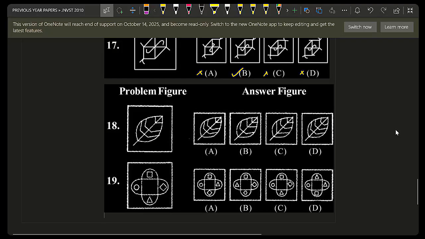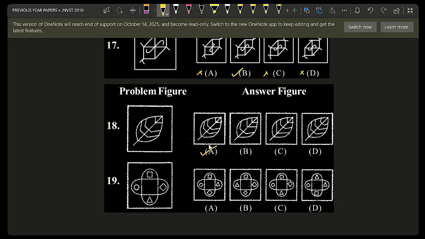Eighteenth one, yeah, option A may be correct, but B is wrong. See, the space is very small compared to the question figure. C is wrong. And D, also the spacing is not correct. Only the spacing is correct in option A. We just look at the spaces. How much space is there? Exactly similar figure we identify, option A.